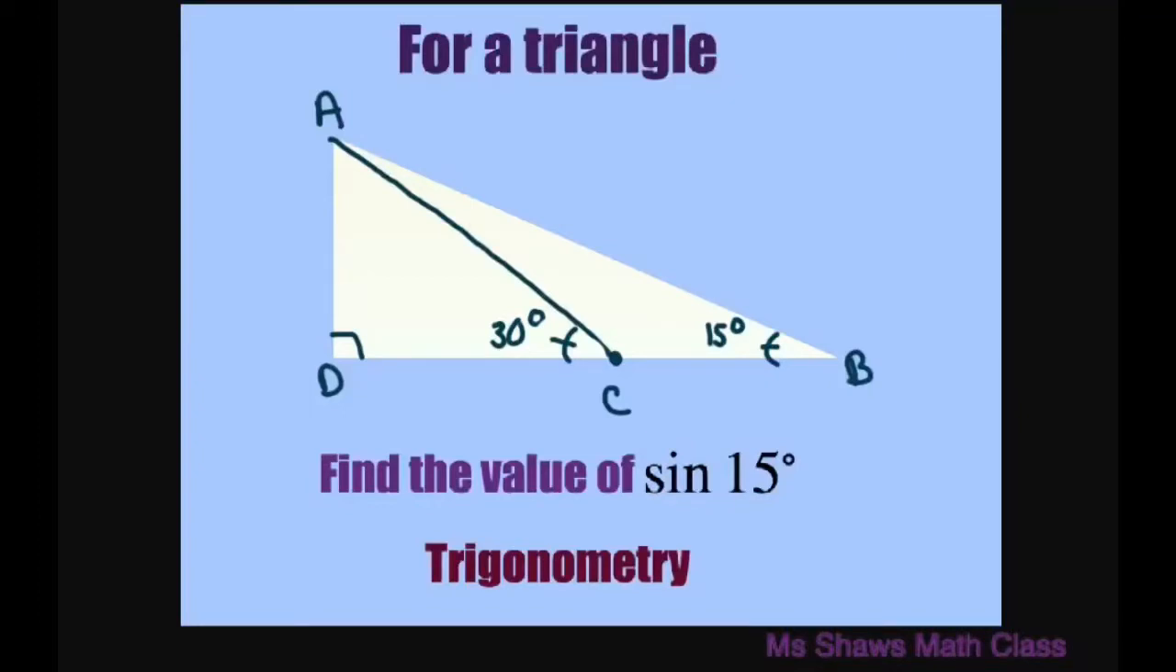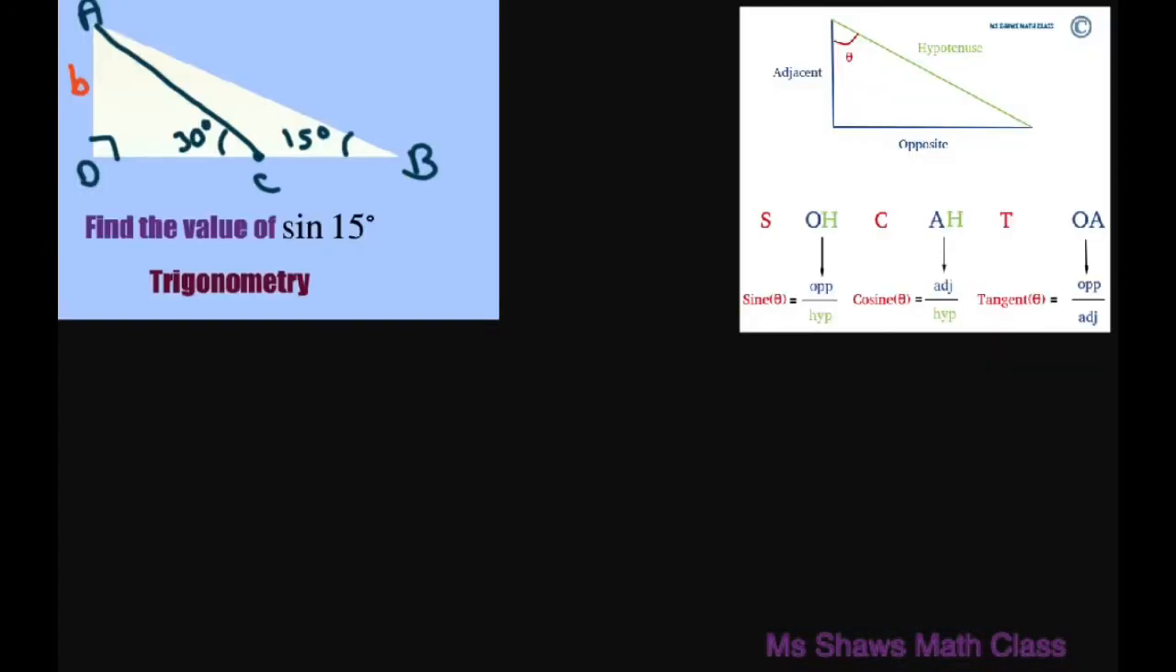Everyone, for the given right triangle, we're going to find the value of sine of 15 degrees. All right, so here we have it. I had to draw it in here. It's a little sketch there. So what we're going to do is let this length of AD here equal B.